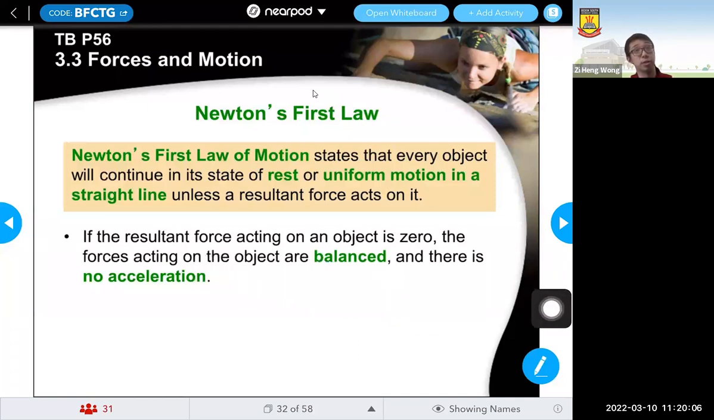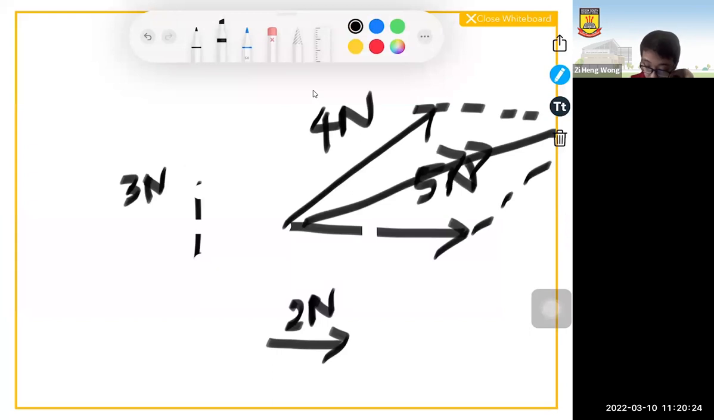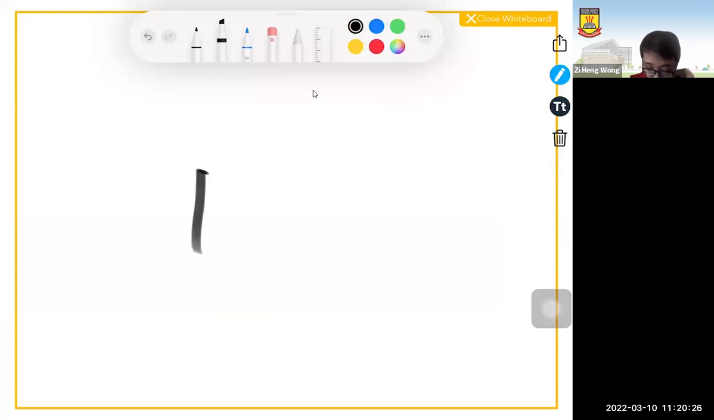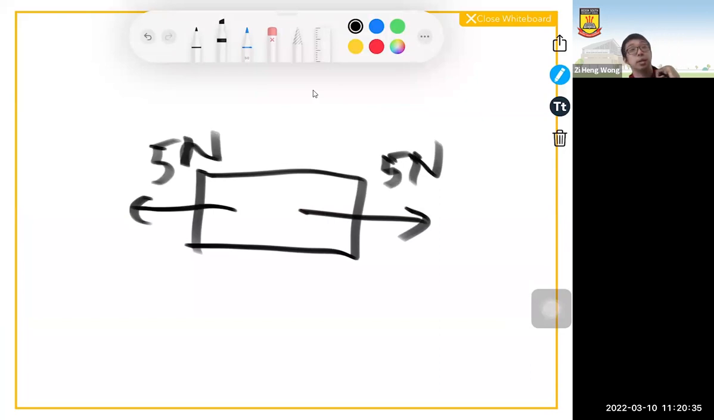And what does resultant force zero mean? Does that mean that there are no forces acting on it? No. It could be that there are forces acting on it, but the forces happen to balance out each other. They cancel out each other. For example, you can imagine I have an object. I have a 5 Newton force pulling to the right. I have a 5 Newton force pulling to the left. What is the resultant force? The resultant force is 0. The 5 Newtons cancel each other.